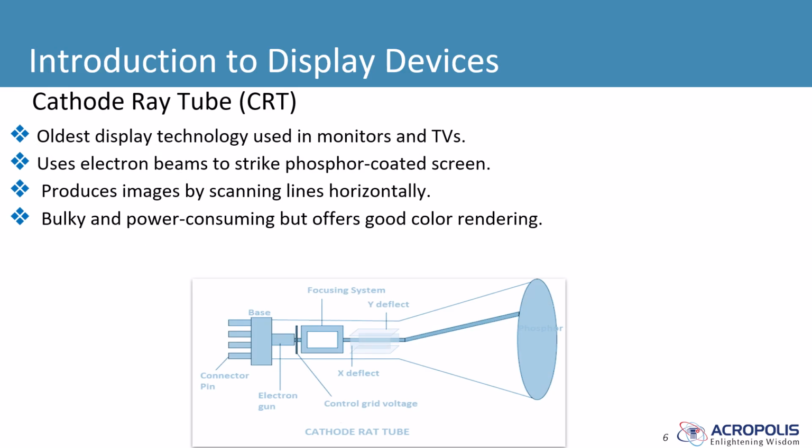The first display device we will study is the cathode ray tube. It is the oldest display technique used in monitors and TVs. It uses electron beams to strike a phosphor-coated screen. It produces images by scanning lines horizontally. It is bulky and power consuming, but it offers good color rendering. You can see the diagram of the cathode ray tube as well.